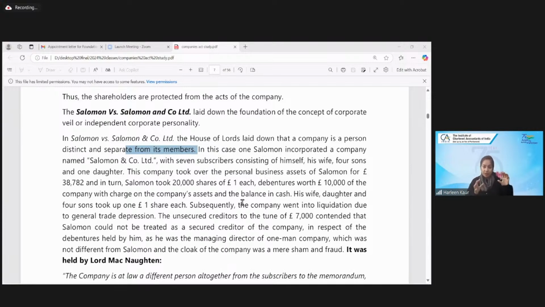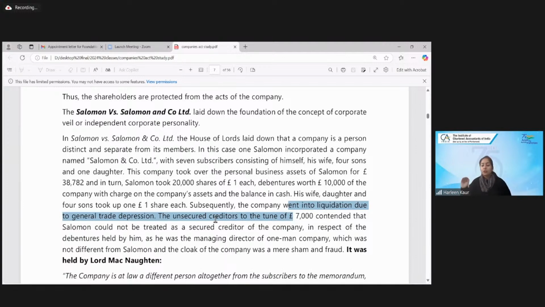He has taken debentures in the company. That means a loan has been given to the company, against security on the company's assets. So you can simply understand he was also a secured creditor of the company. Now, the company went into liquidation, which means the company is winding up due to general trade depression. The company is not doing well. There is a depression kind of situation in the market. So the company failed and it is going into liquidation. The company did not have sufficient assets to pay off the liabilities. So let's assume the assets left were just 6,000 pounds.